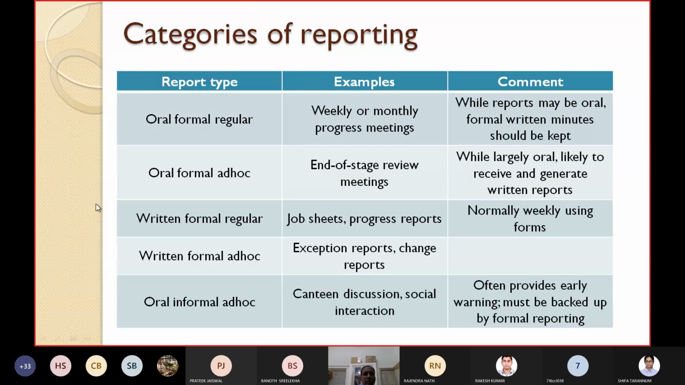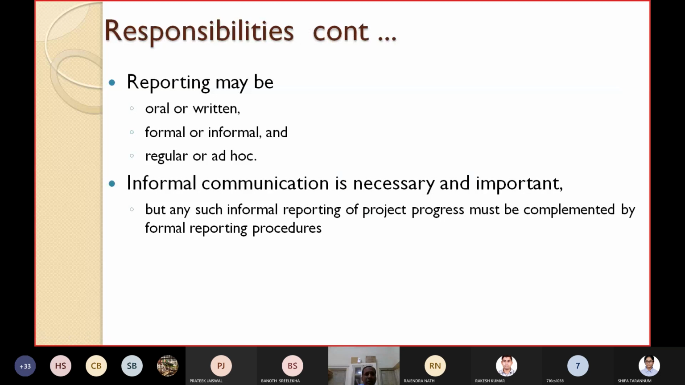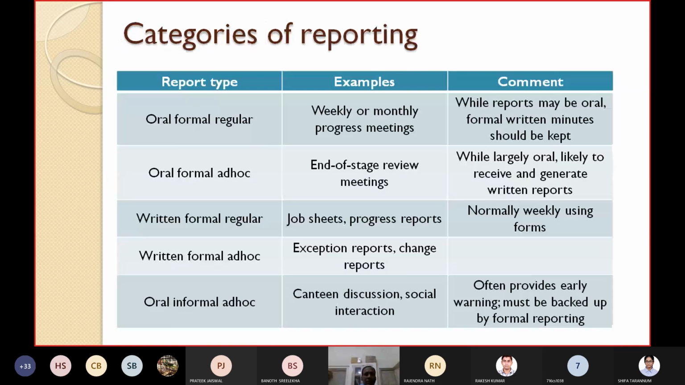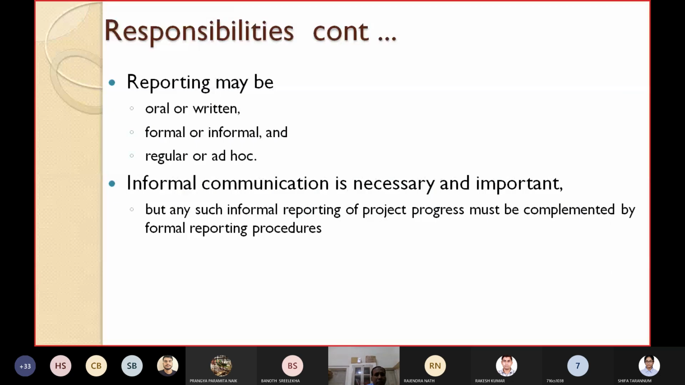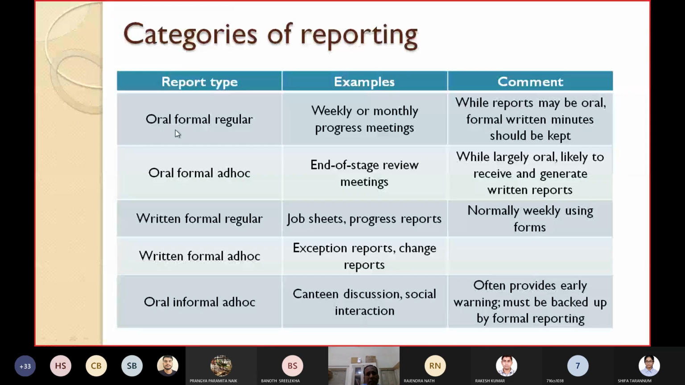The first column shows the reporting type. As I have already told you, the reporting types could be oral or written, formal or informal, regular or ad hoc, or a combination of these. It is oral and formal, or oral and informal, formal and regular, like this. So the various combinations are written here, with some examples and comments. For example, it is oral, formal, and regular.